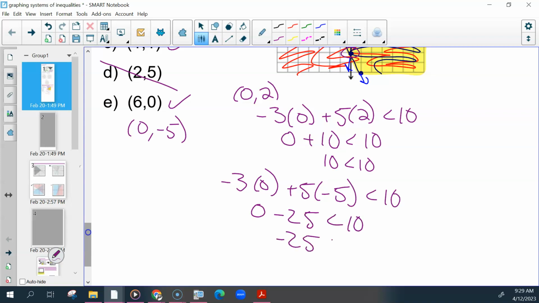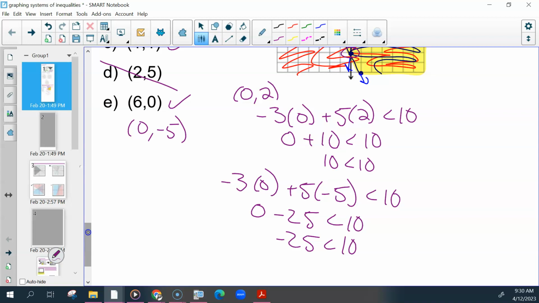Is -25 less than 10? Yes, so that works. So it just depends. And always check. Unless you have two solid lines, then you don't need to check. It'll be a solution always. Other questions?